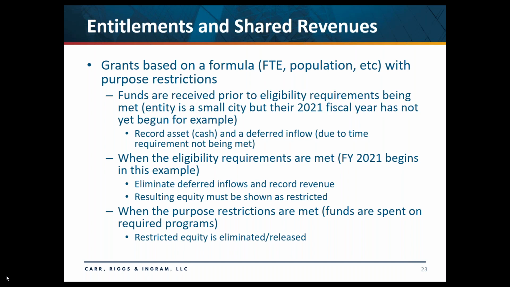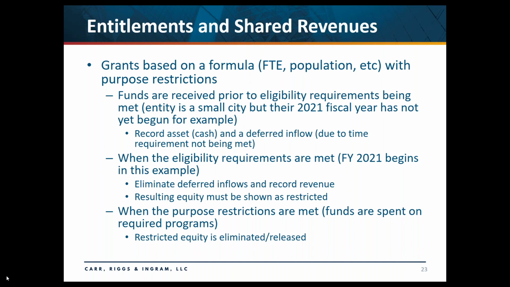In the case of an entitlement or shared revenue grant with a purpose restriction, if you get those funds in as an advance prior to meeting an eligibility requirement, and that eligibility requirement may be having a certain number of students enrolled in a college, or typically what we see, a time requirement. So our example is a time requirement. If I'm a small city, I got a formula-based grant that I'm not allowed to spend until 2021, but I got it in 2020. The money came to me in advance. I can record that asset. We record it when it's received. Remember that earlier slide? It's when the eligibility requirements have been met or the funds have been received.